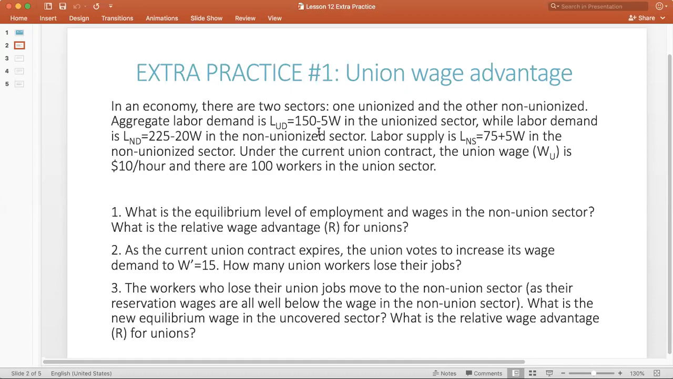We can see from this paragraph a lot of good information that I'm going to have to write down. Number 1 asks, what is the equilibrium level of employment and wages in the non-union sector? And then what is the relative wage advantage for unions? First question, equilibrium. We've been doing it the whole semester, so we should all be pros at it by now. Going to the whiteboard. They wanted it for the non-union sector, but I'm still going to write everything out.